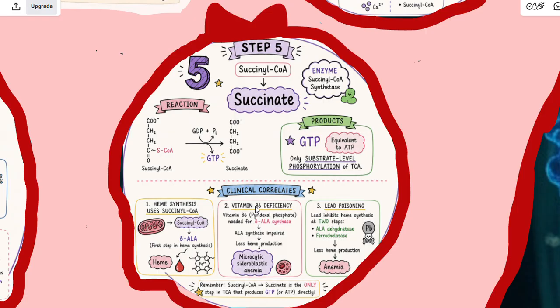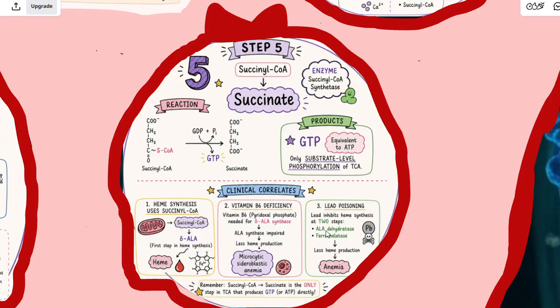Whenever there's a vitamin B6 deficiency, note that vitamin B6 is needed for the ALA synthase enzyme. When the ALA synthase enzyme is impaired, there's less heme production. Why? Because the succinyl CoA is converted by ALA synthase, and this is the first step in heme synthesis. So heme synthesis will be impaired if there's a vitamin B6 deficiency.